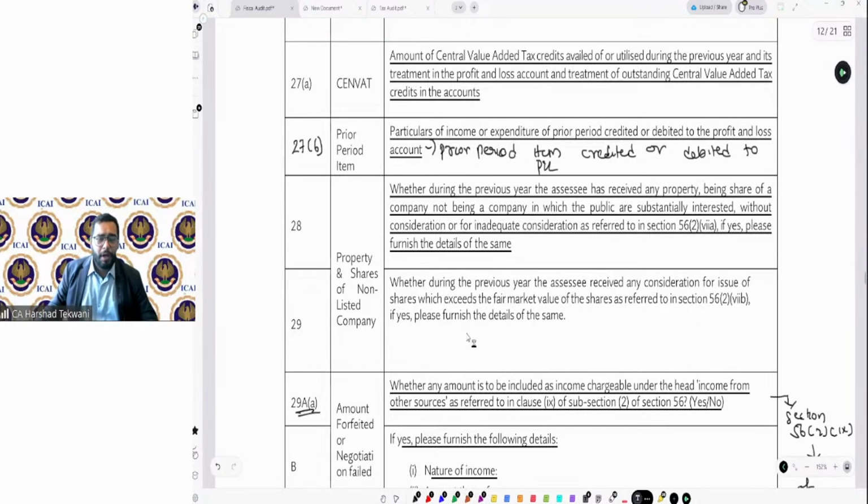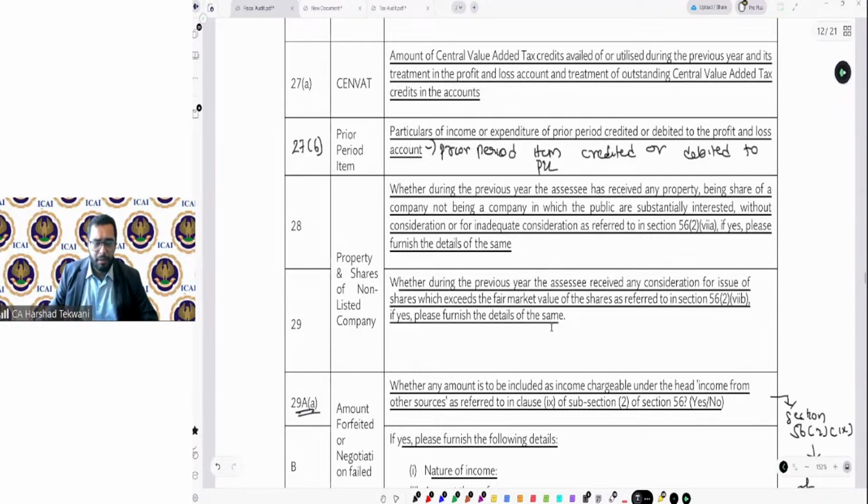And if you have received any consideration for issue of shares which exceeds the fair market value of the shares, then you are required to furnish that detail under 56.2B. So on one side you are getting the shares at the lesser consideration. On the other side, you are getting the consideration exceeding the fair market value. 56.2A, 56.2.7A and 56.2.7B.